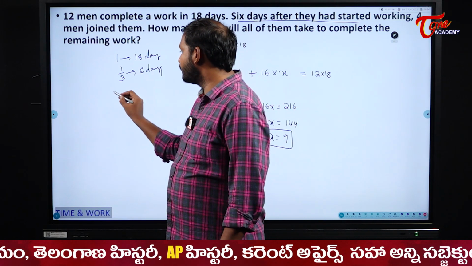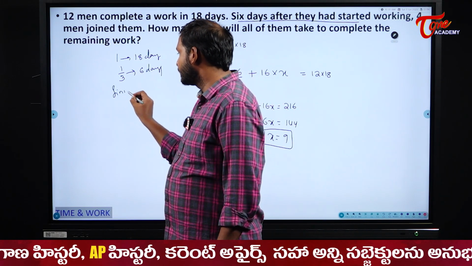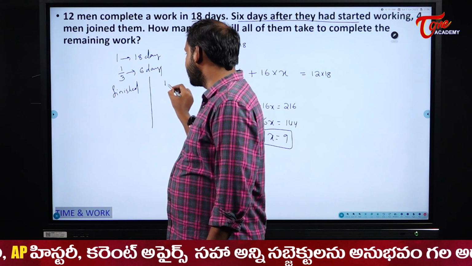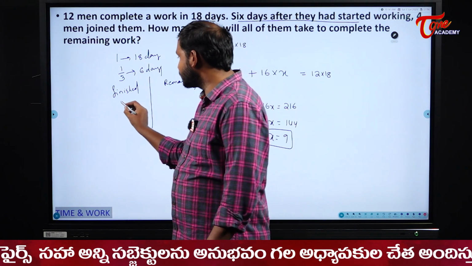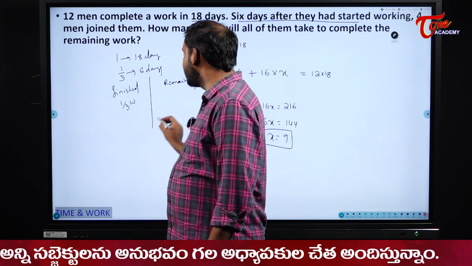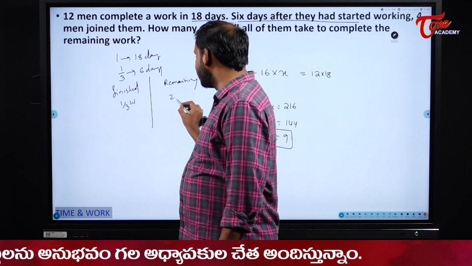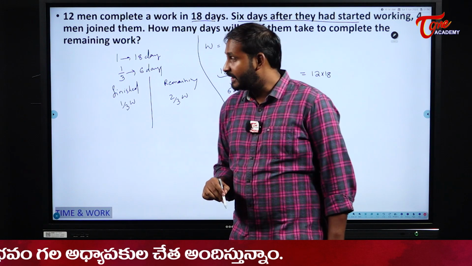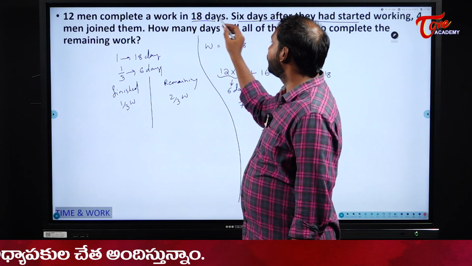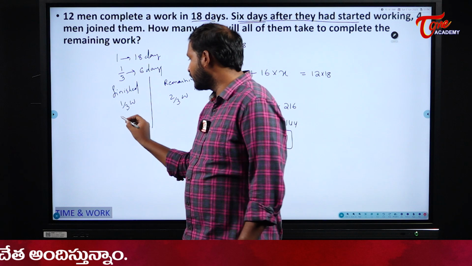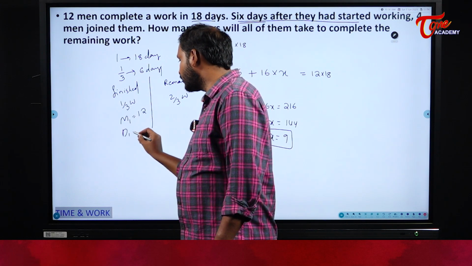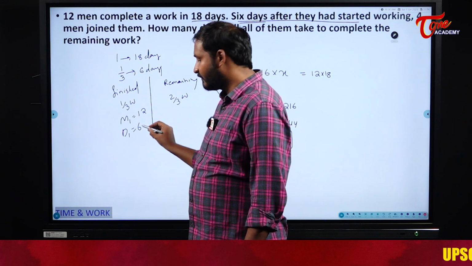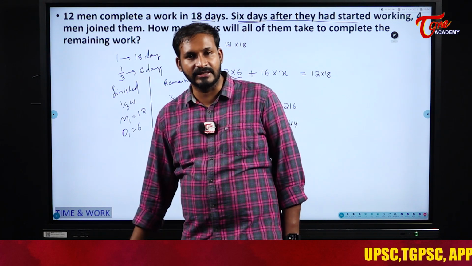Now what is the remaining work? We will see both the cases, finished and remaining, separately. Finished is 1 by 3 W. What is the remaining work? 2 by 3 W. Initially, 12 men worked for how many days? 6 days. So M1 is 12 and D1 is 6 days. 12 men working 6 days finished 1 by 3rd of a work.